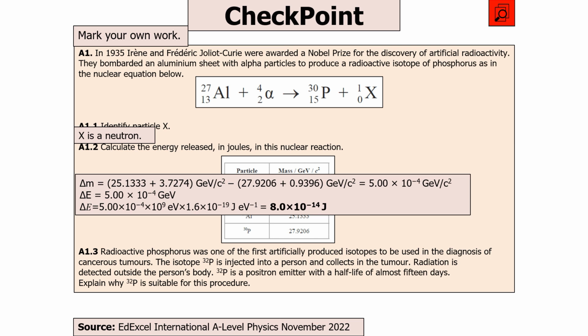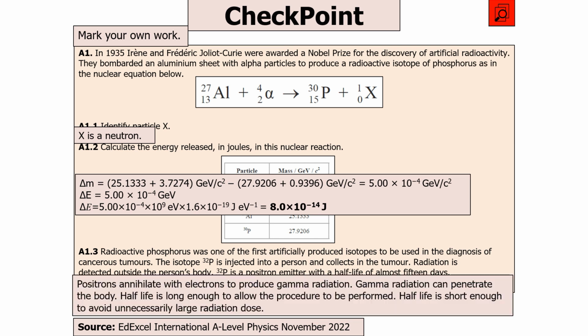In this next one, positrons will annihilate with electrons in the body to produce gamma radiation. Now, gamma radiation from annihilation can penetrate out of the body. The half-life is long enough to allow the procedure to be performed, but not too long to give a large radiation dose to the person.